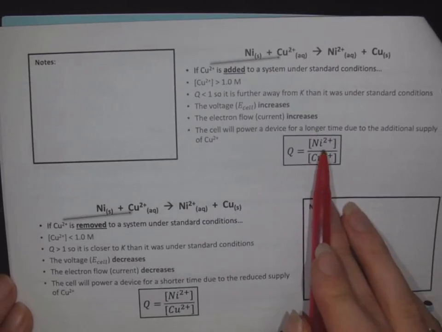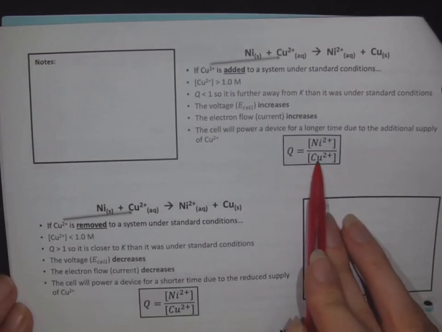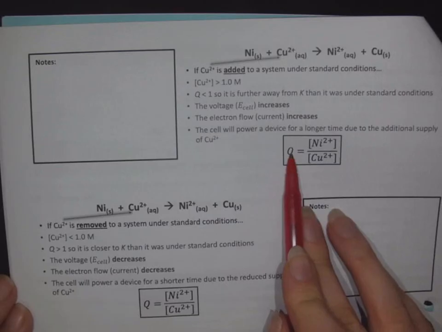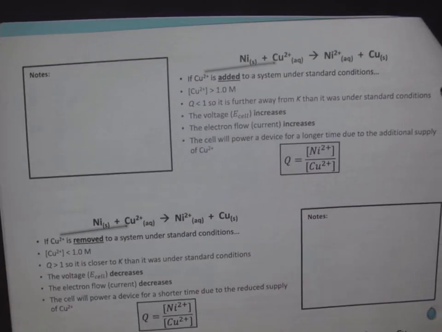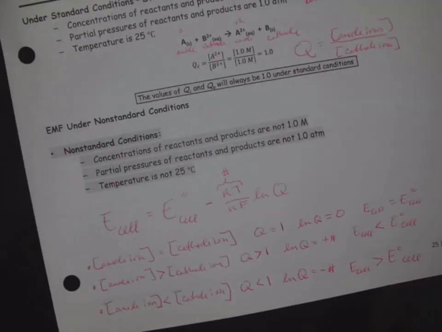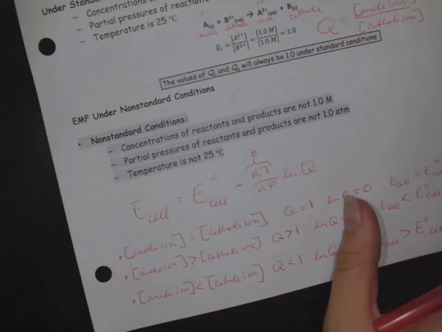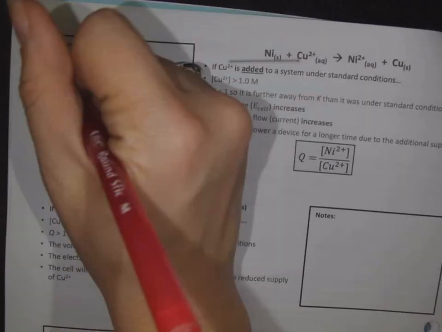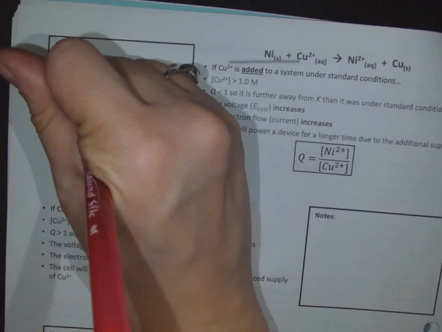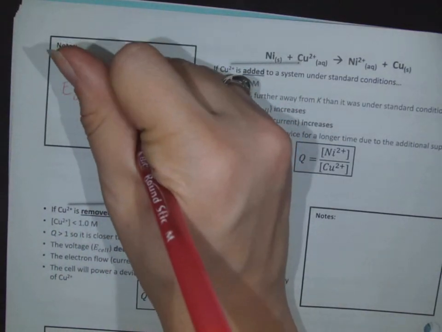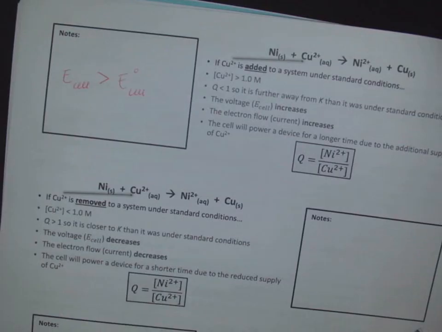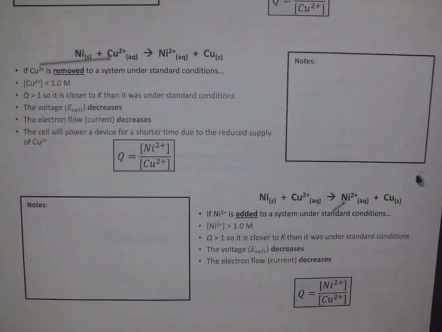And we can see here that if we add this, then Q would be a smaller value. And we saw that that would result in a negative natural log of Q. And overall, because it's a double negative, because it's minus that negative, our E cell would be bigger than the standard. So we'd have an E cell that would have a larger voltage than the standard. Okay. Now, what about this one?